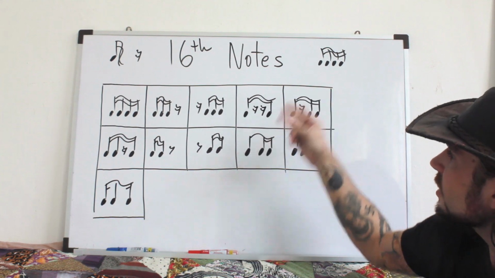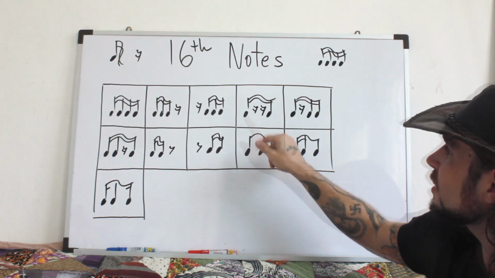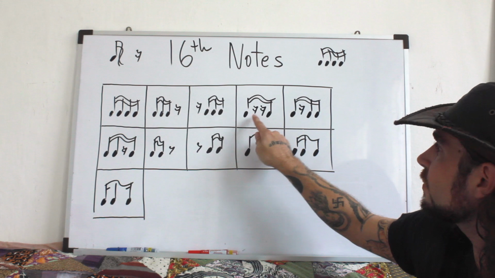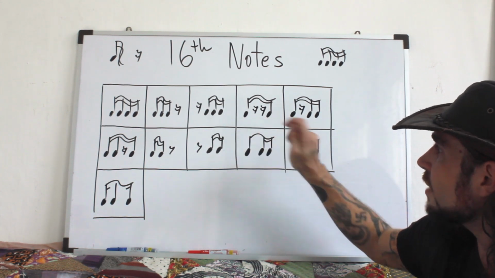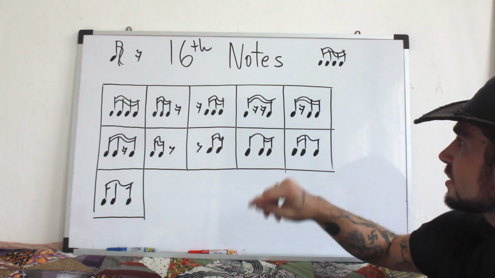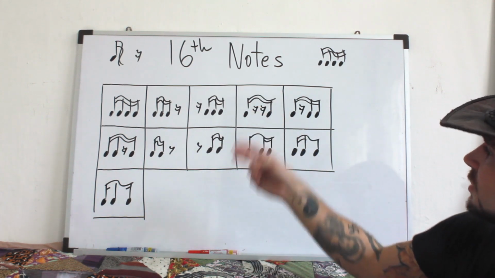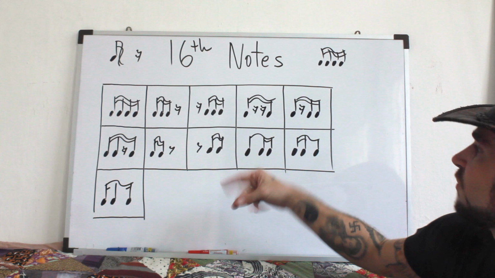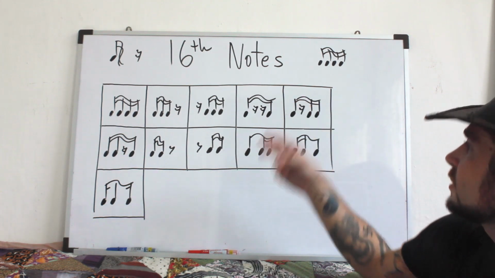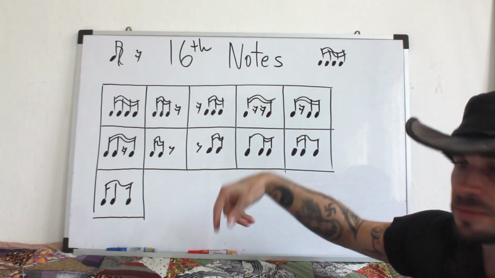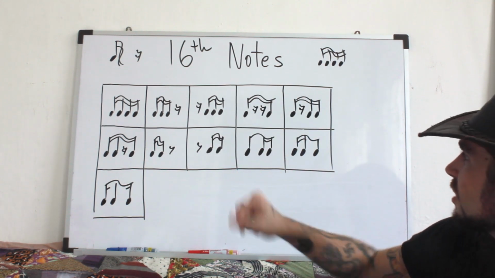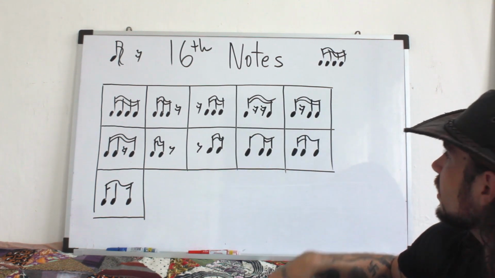Ta rest rest ta, ta rest rest ta, ta rest rest ta. So without saying the rest, 1, 2, 3, 4. Ta ta ta ta ta ta. Awesome. Okay, got this guy here.